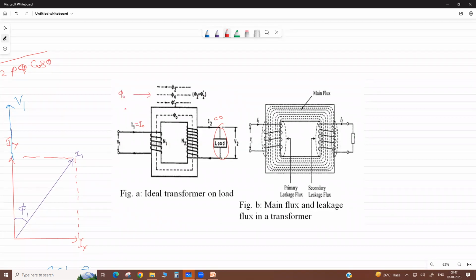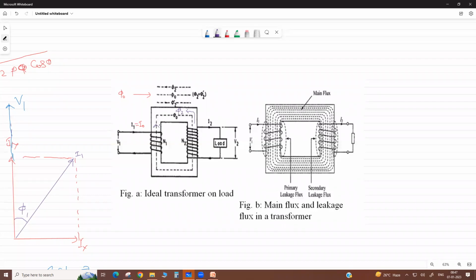phi naught. But when we connect the load on the secondary, there is an I2 current, the load current. Because this current flows, there is another flux that will come here, phi 2, due to this. So initially the flux is due to primary current, then due to the secondary load current.